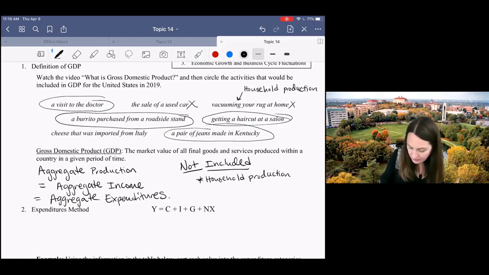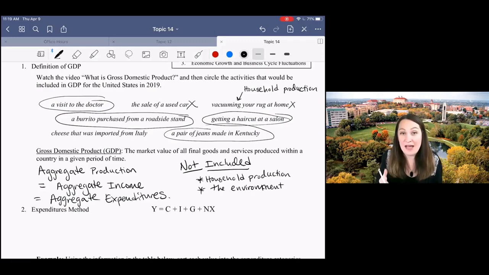Not included in GDP as well are other things that have value to us, like environmental production. And that means that GDP doesn't reflect all of the things that we value. So GDP is a really limited measure, not only of aggregate production, but of well-being as a whole. And so we have lots of different ways to measure well-being, and we'll talk about that a little bit more when we get to the discussion about long-run economic growth.